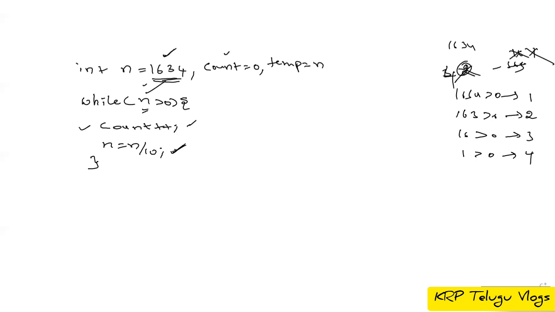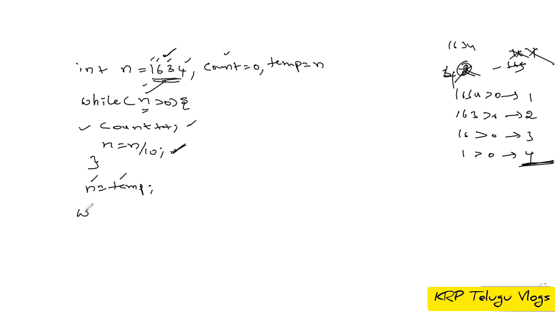Okay. So now we got the total digits count. So now what we have to do? We have to extract 1 by 1 and we have to take the power of 4. So now what we will do? Again, n is equal to temp. The n value became 0 now. So that's why again we have copied the temp value to n. So what is n now? Again 1634. Clear or not? Yes, sir.